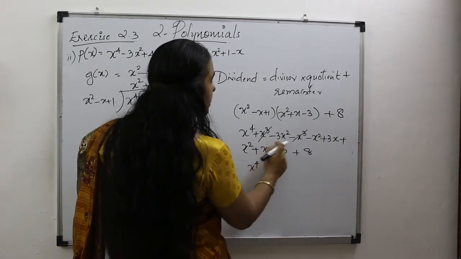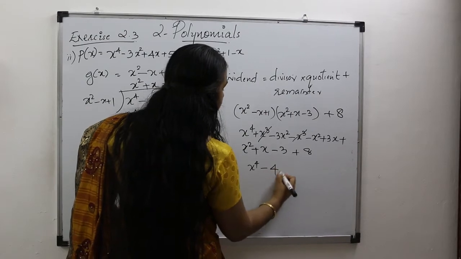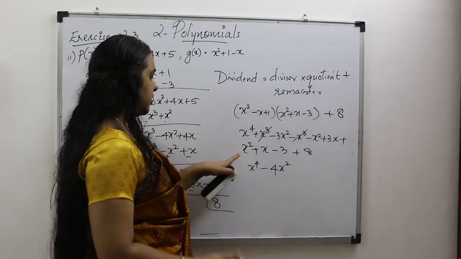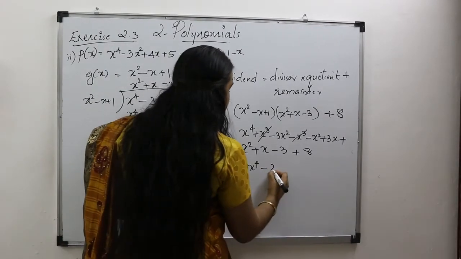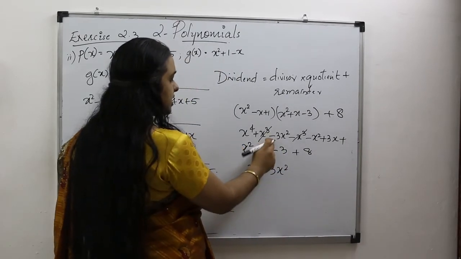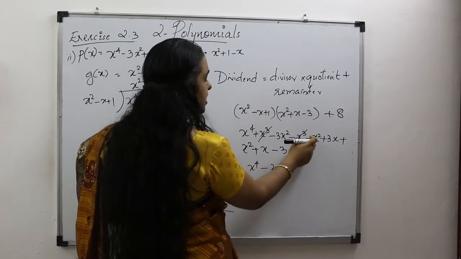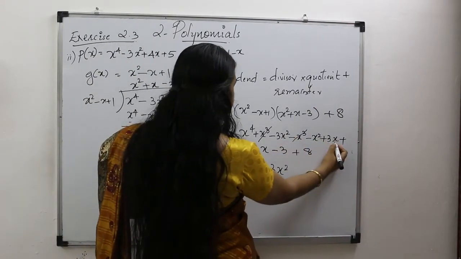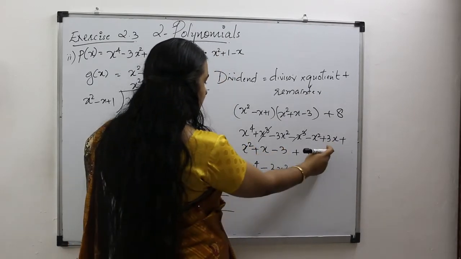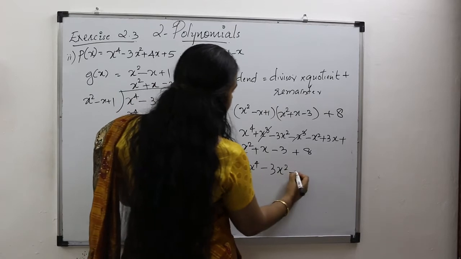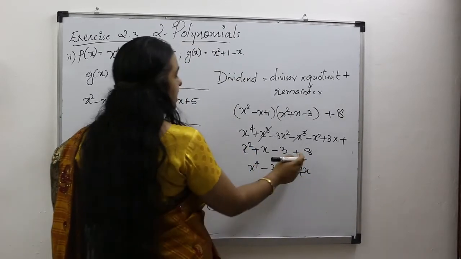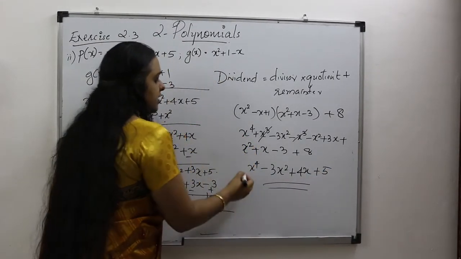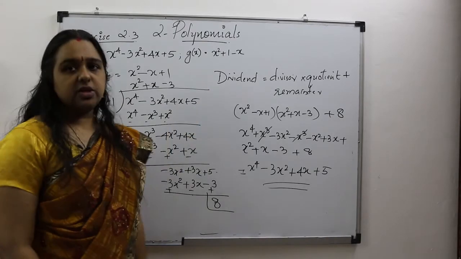Then any other term? No. Minus 3x square minus x square is minus 4x square, and there is one x square plus x square, so this will become minus 3x square. Then 3x plus x will become 4x. Minus 3 plus 8 is plus 5. So this is equal to our dividend. So we have proved the division algorithm.